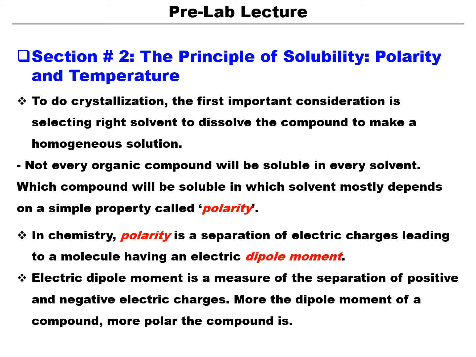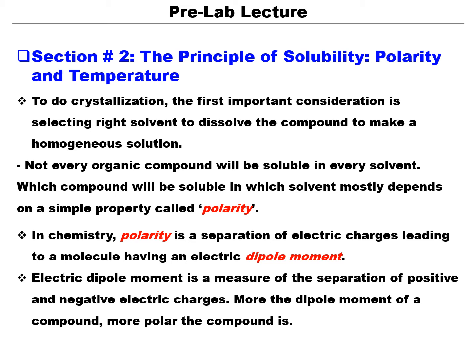The most important thing in crystallization is selection of a solvent. Different solvents have different polarity. That's why they can dissolve different compounds, because different organic compounds also have different solubility because of their polarity, the similarity to that of the solvent.